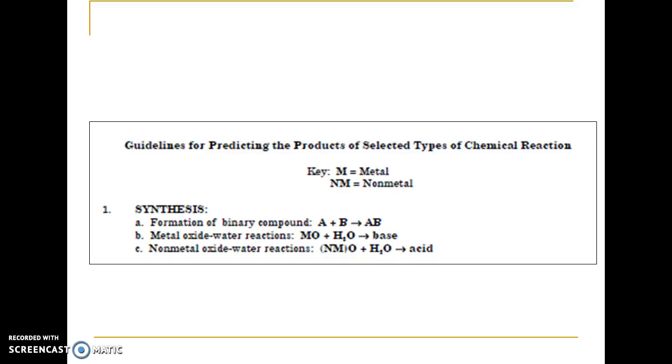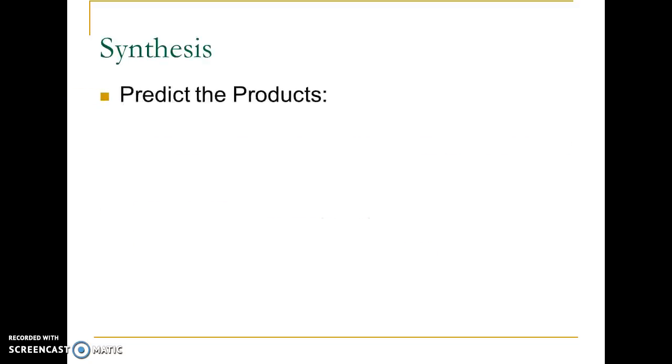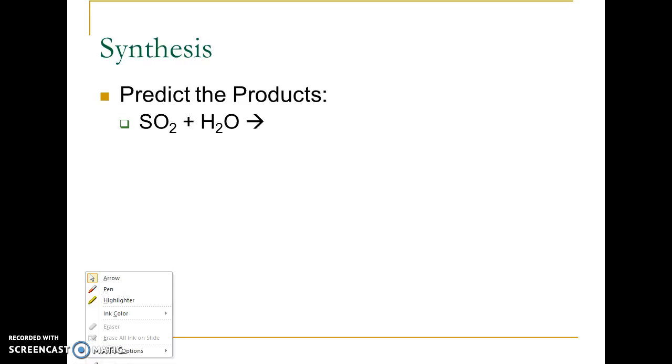Alright, so let's practice a couple of these. We're going to predict the product for this chemical equation. The very first thing that I want you to do is look in your reference table to determine what type of chemical equation this is. Alright, I've looked through here and I see sulfur. Sulfur is a non-metal. Sulfur is paired with oxygen, and we are adding water.